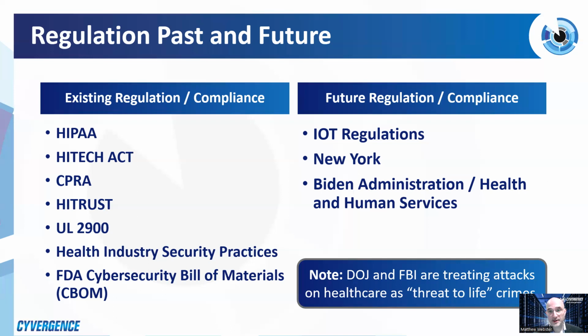Now, the Biden administration has done a couple of different things. They're working with the Health and Human Services to try to change things, to get some better regulation in place to help protect hospitals because they are under attack every day. There's also new IoT regulations that are coming out. So that's very interesting because now you have a letter grade on the security is what they're trying to do.